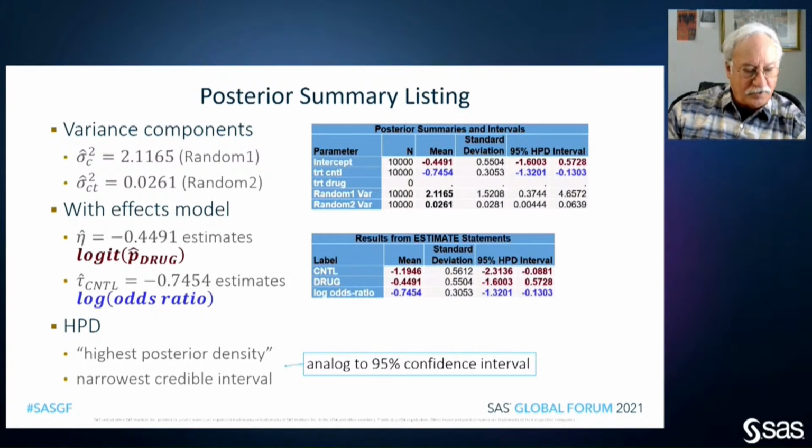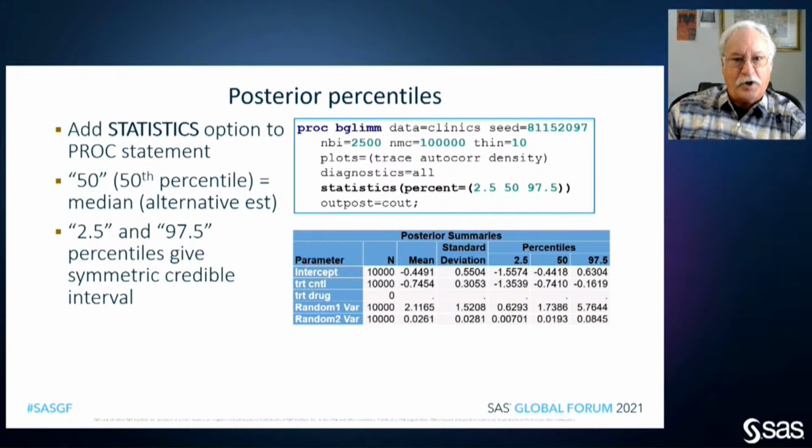Now, all of these are on the log scale. So we need to get them on the data scale. And before we do that, there's the posterior summaries. This is another way of looking at it: instead of getting an HPD interval, we can just get percentiles. So another way of getting a credible interval would be to use the 2.5 and 97.5 percentiles, and you could form a credible interval that way, which would be more like what you would do with a standard confidence interval with PROC GLIMMIX.